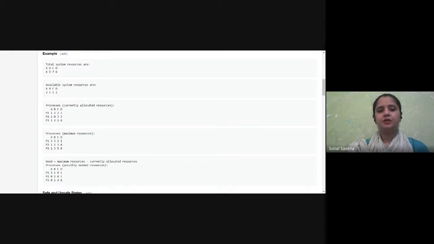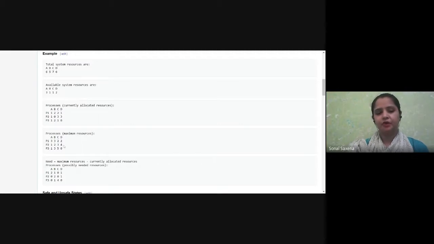Similarly, you can see it for P2 as well. For P2, the currently allocated A is 1, and maximum it requires only 1. So P2 is done with A resource. It does not require more of it. Then for B, P2 hasn't got any resource of B type, whereas it requires 2 complete resources. So right now it is in need of 2 B resources. Similarly, for C, 3 instances are already allocated to it, and it requires only 3. So it is done with C as well.